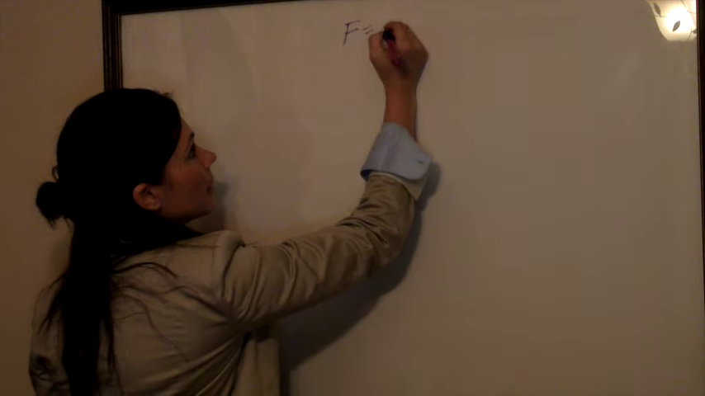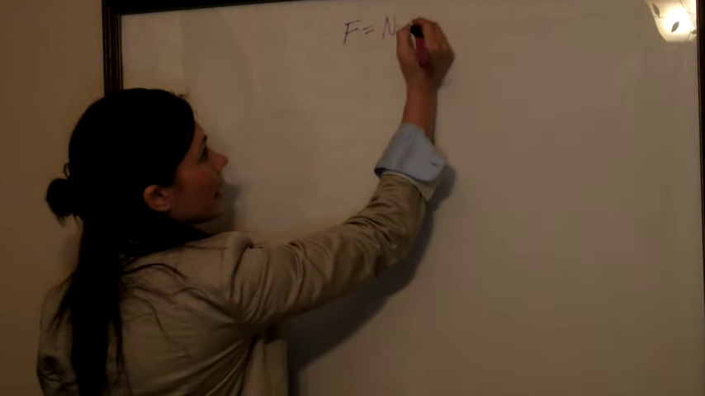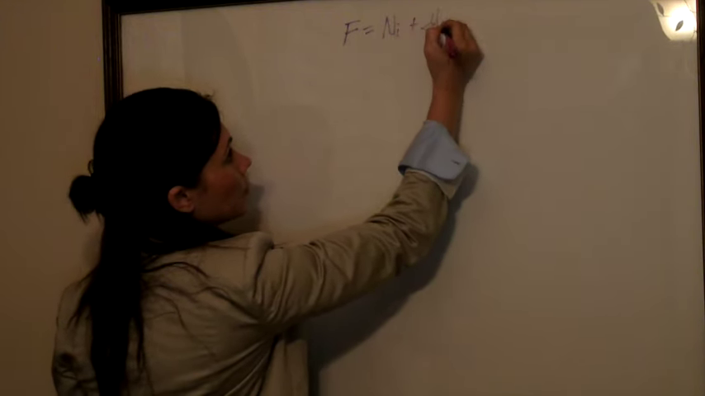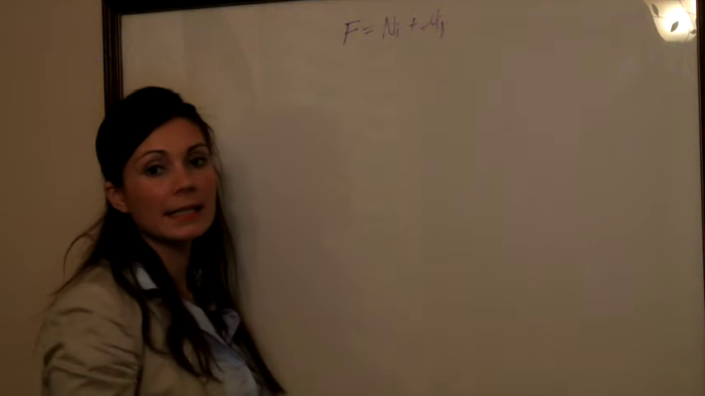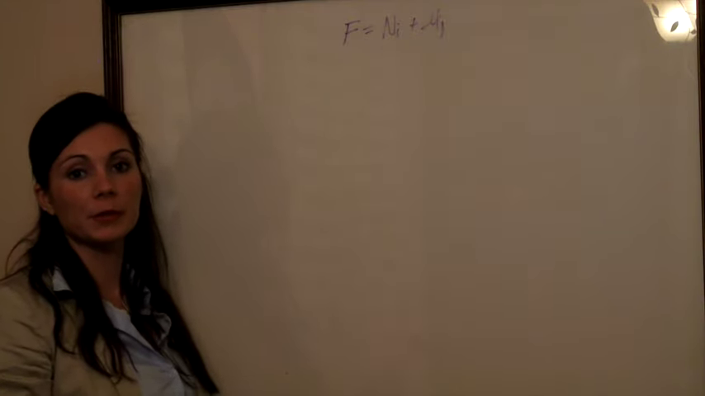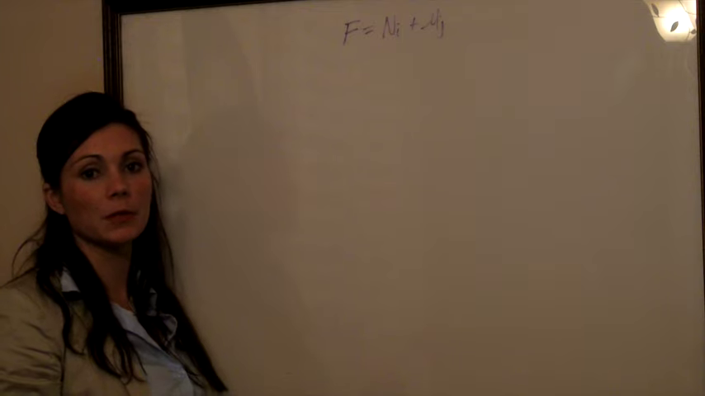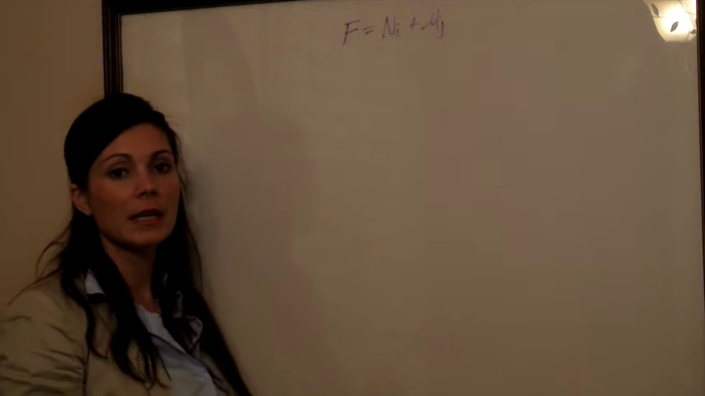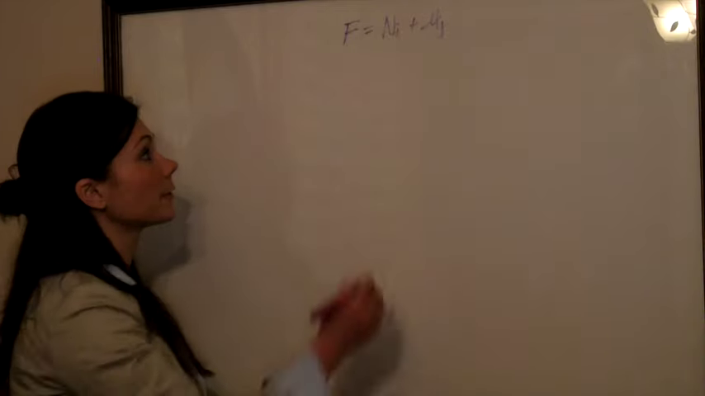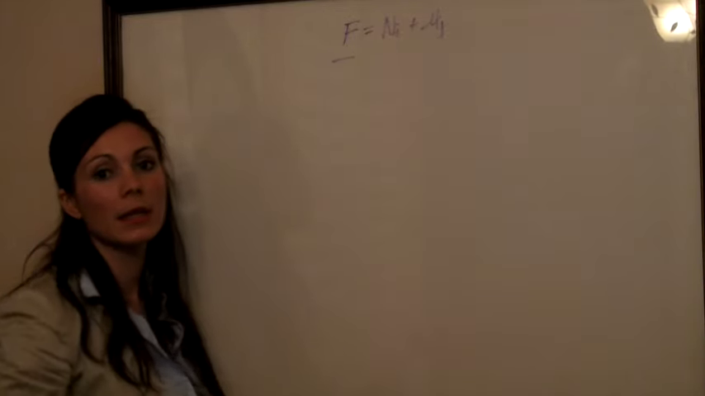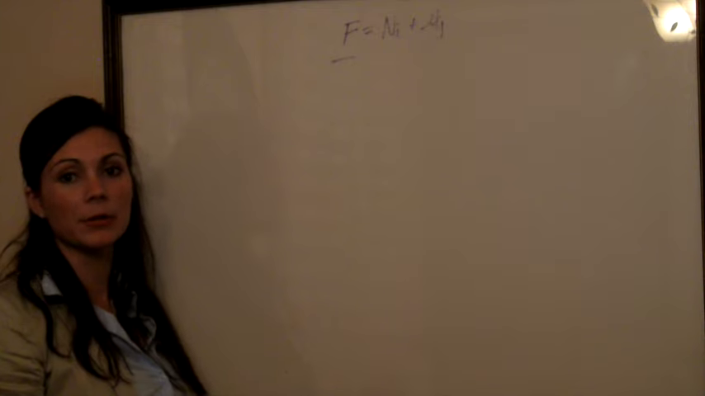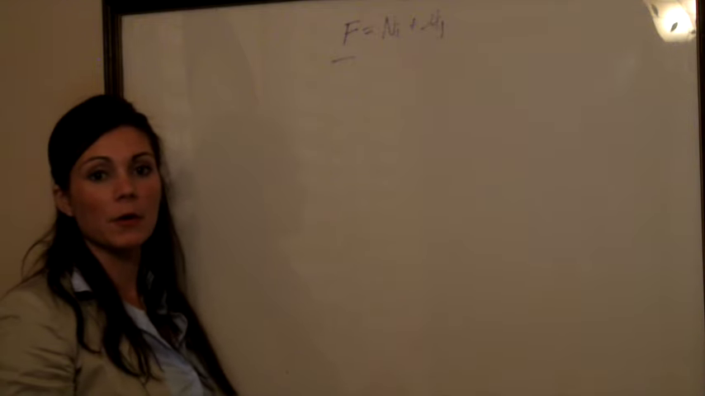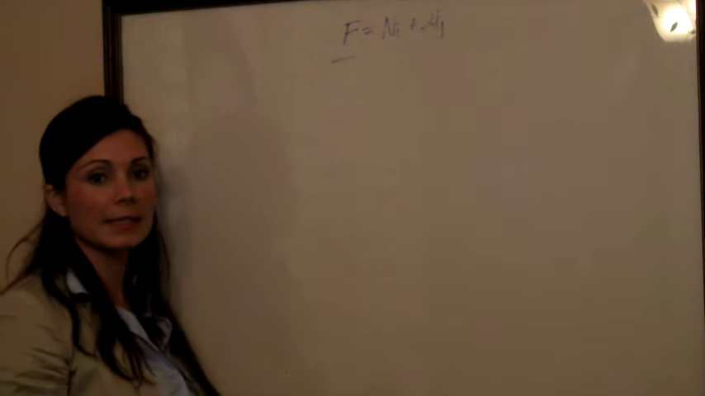F equals Ni plus Mj, as again this is going to be another vector field with M and N being continuous first partial derivatives in an open region containing R. Then the outward flux of F across C equals the double integral of the divergence of F over the region R enclosed by C.